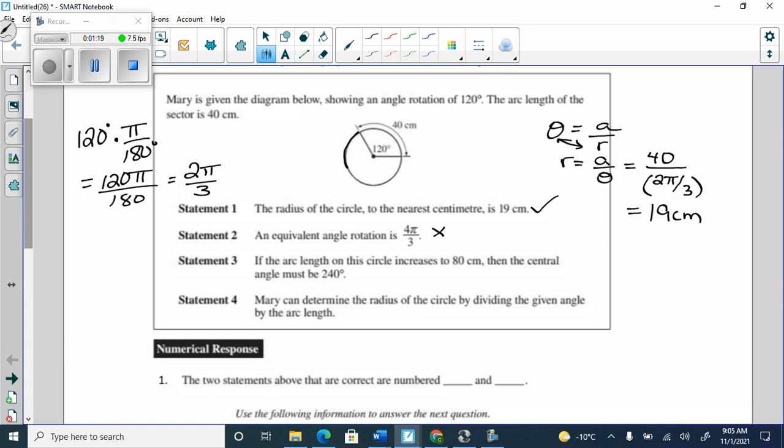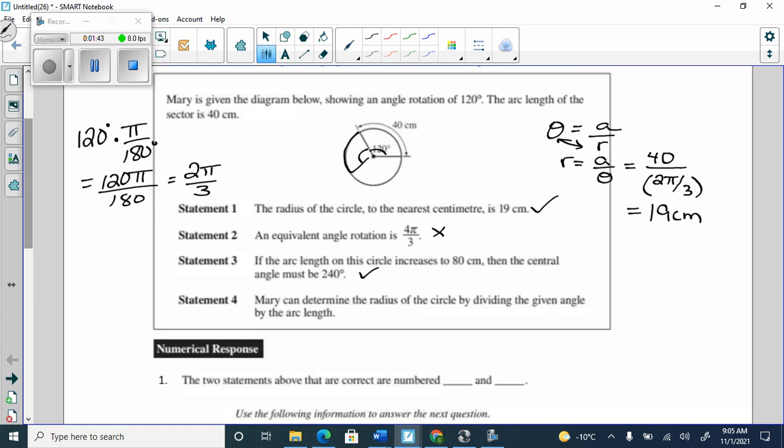Then this one says, if the arc length in the circle increases to 80 centimeters, so it doubles, then the central angle must be 240. Is that true? Yeah, because if this is 120 and another 120, that would be 240. If you don't know, you could just use that as your arc length, use your radius of 19, solve for your theta, which would be in radians, convert to degrees, and it'll be 240. It will show you that it actually works. You can do that as well.